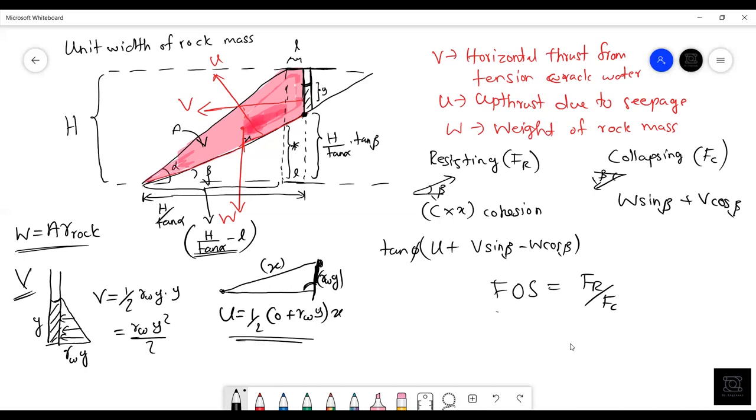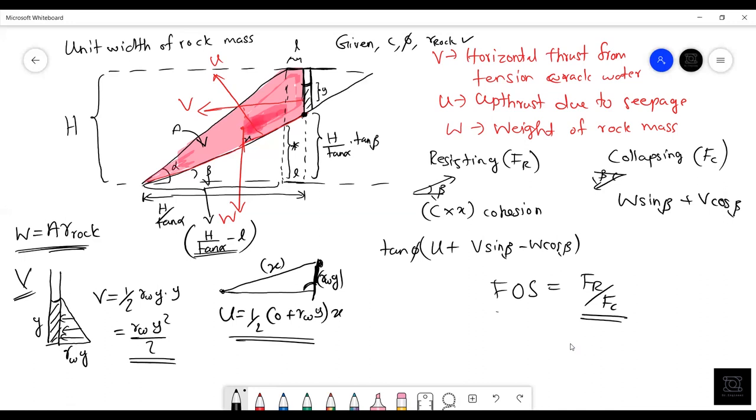So now you know U, you know V, and you know W, right? So in that case, you can find all these parameters. C is given to us. So the given parameters are C, phi, and gamma rock. These are given to us, right? So all the parameters are known, so you can find the factor of safety by simply substituting them.